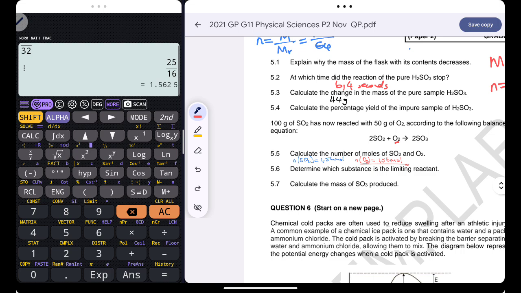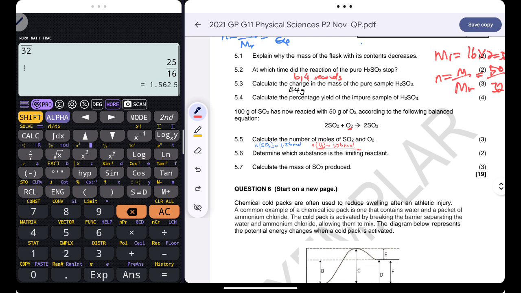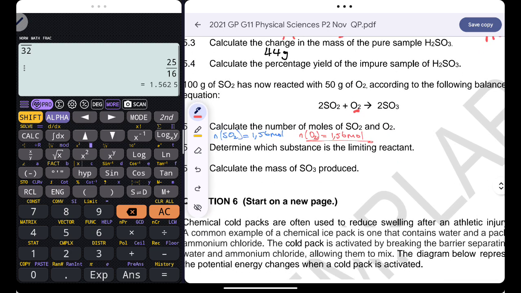And then I'm being asked to determine which substance is the limiting reactant. The limiting reactant is the one that will give me a lesser amount of output. Are you together? Just to be safe, guys, you can see this according to the ratios, but if you want to be safe, please do the ratio in proportion. Sulfur dioxide will always give me 2 sulfur trioxide.